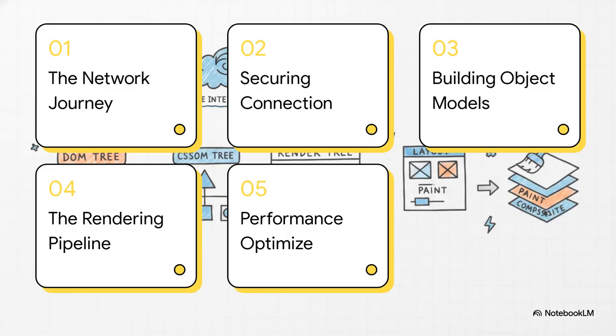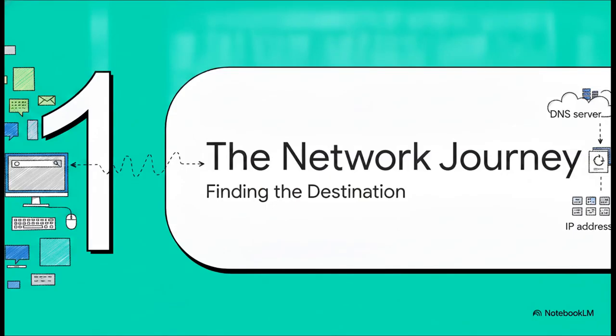So here's our roadmap. We're heading to 5 key stops today: the network journey, securing the connection, building the object models, the rendering pipeline, and finally, performance and optimization. Let's get into it. Section 1, the network journey.